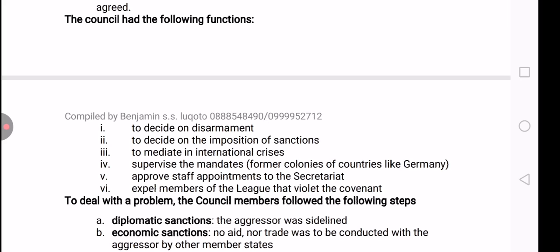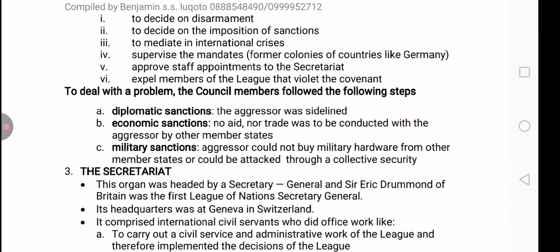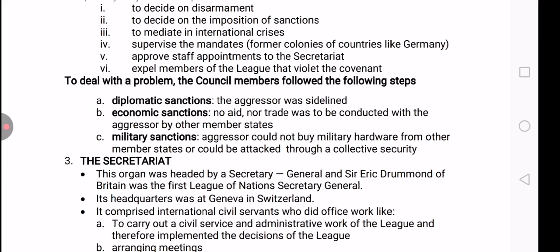Also to decide on the imposition of sanctions. I think we already talked about sanctions in the first lesson. Also to mediate in international crises. Mediating is to be in the middle, a mediator. When people or countries are in conflict, the Council's work was to stand in the middle, that is mediating.